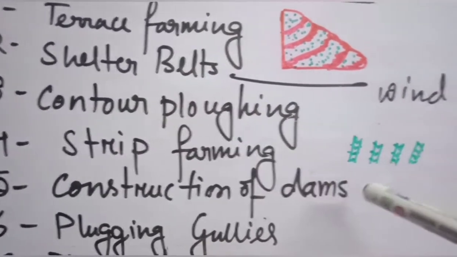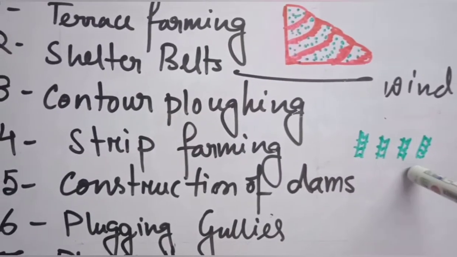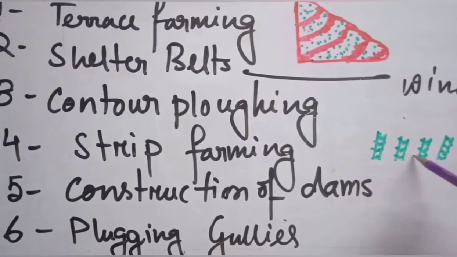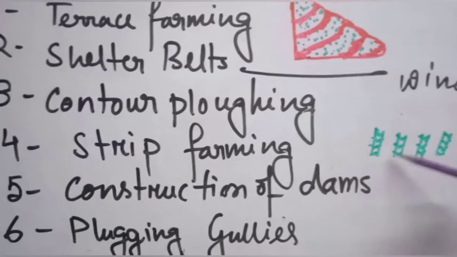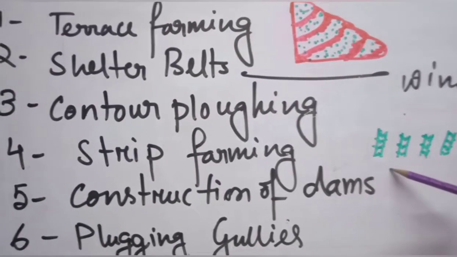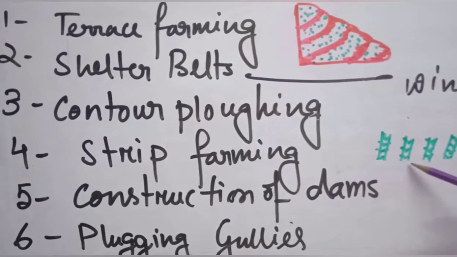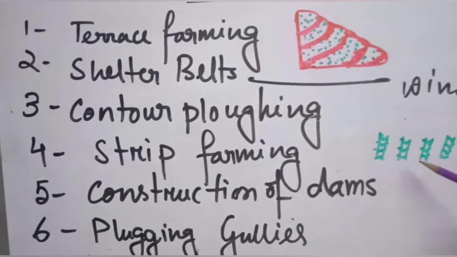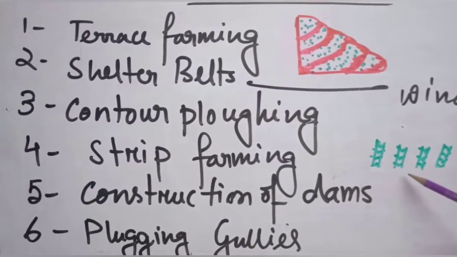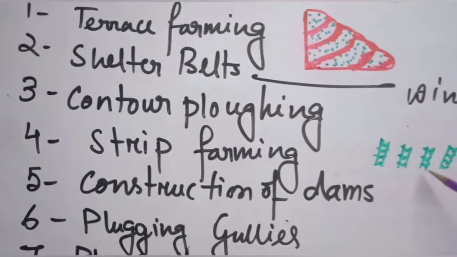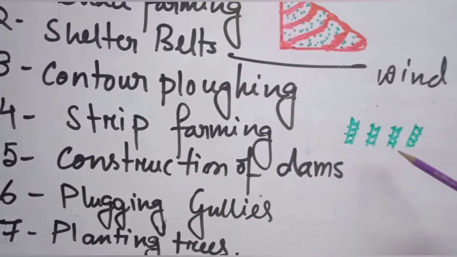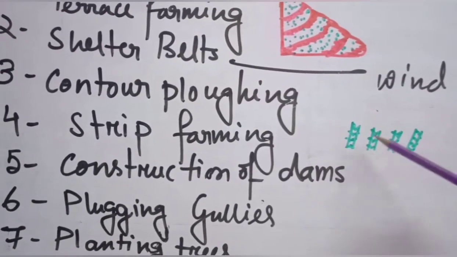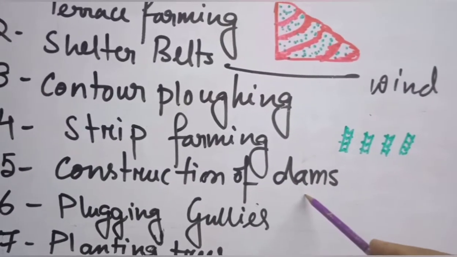Next is strip farming. Here I have made some rows, and in these rows you can see some gaps. So in the agricultural field, whenever we make this kind of rows, the crops get sufficient water and the wastage of water is prevented, and it also prevents the work of the wind. So strip farming is very essential to maintain soil fertility as well as to prevent soil erosion.